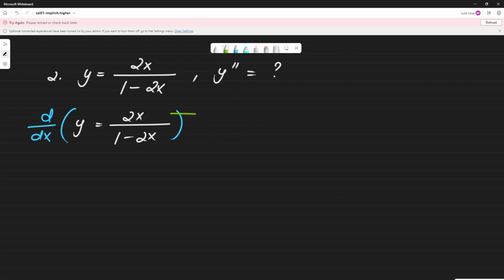So, this is u. This is v. Ayan. So, u over v. So, the derivative of u over v is vu prime minus uv prime over v squared. No? So, yun yung ating pinapakuhan derivative. So, we will have the derivative, no?